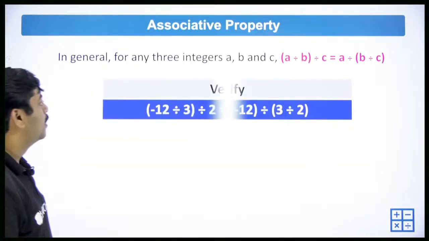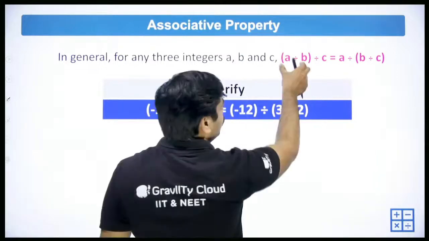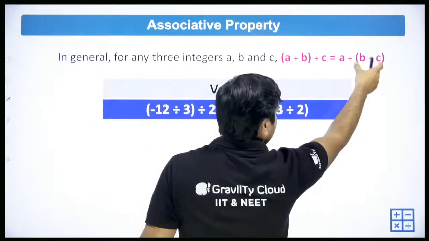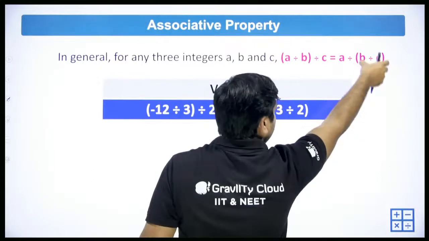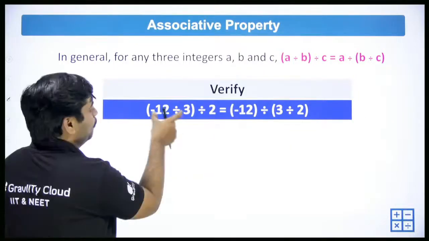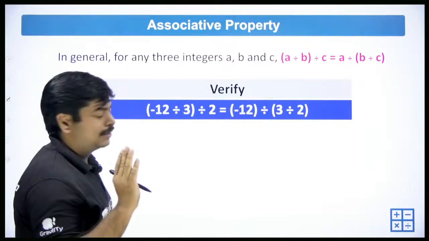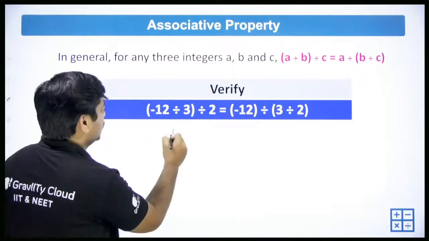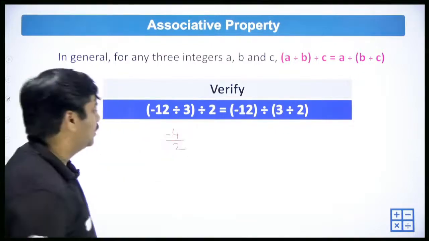So a divided by b, first we need to find the quotient of this one, and with that you need to divide with c. First find b divided by c, with that value, a divided by that value, and we need to find whether these two are equal or not. So let me take a small question. Minus 12 divided by 3. 12 by 3 is 4, correct? So minus 4, and we have minus 4 divided by 2. Minus 4 divided by 2 will give you minus 2 as the answer.